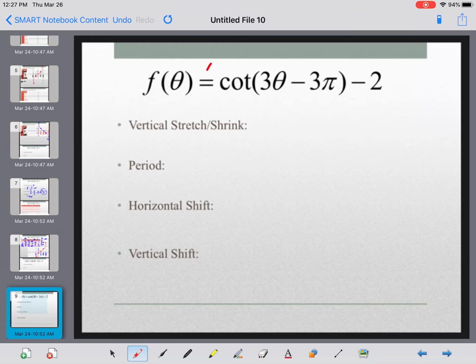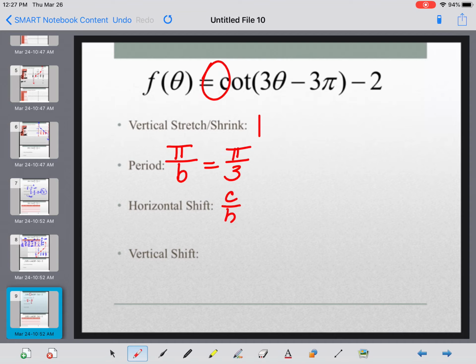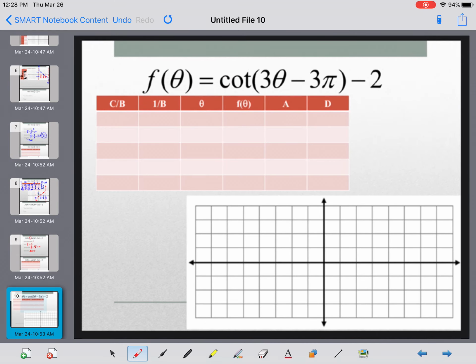All right, let's take a look at cotangent. So there's no number in the front here, so that means that my vertical stretch or shrink is 1, which really is having no effect on my graph. My period is pi over 3. My horizontal shift is pi, and the vertical shift is down 2. Okay, so let's create the table.